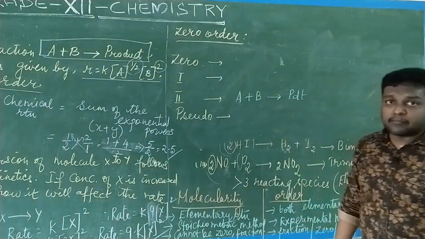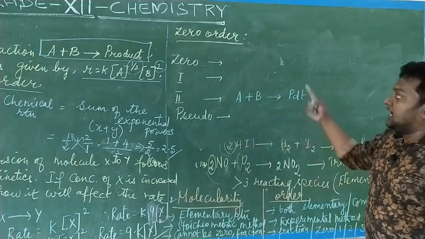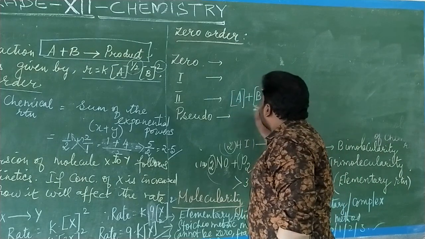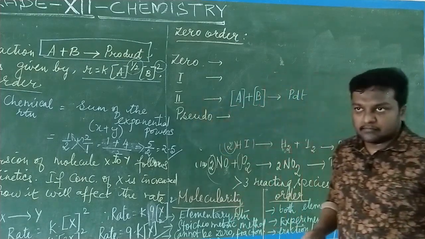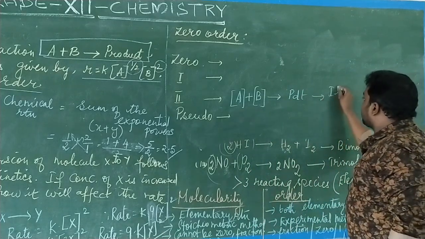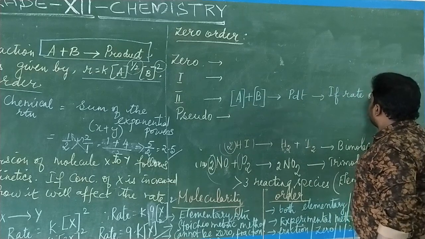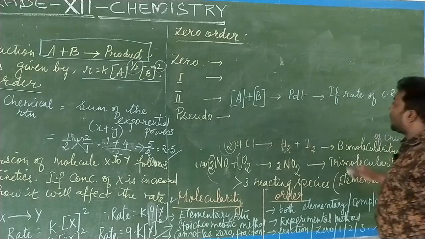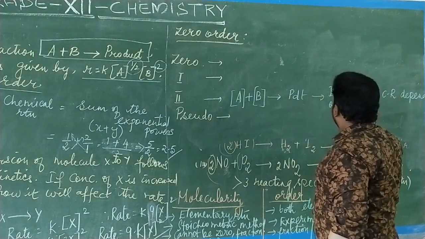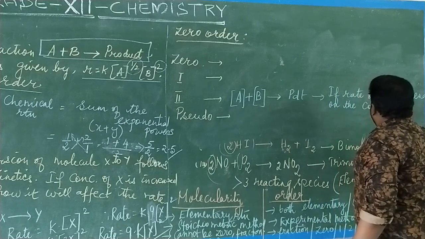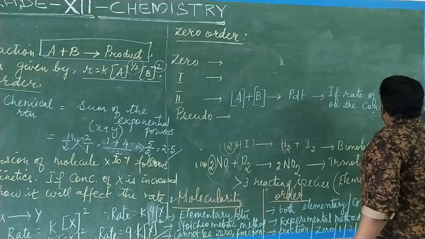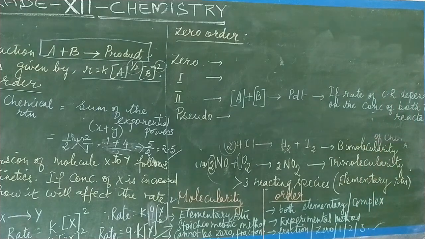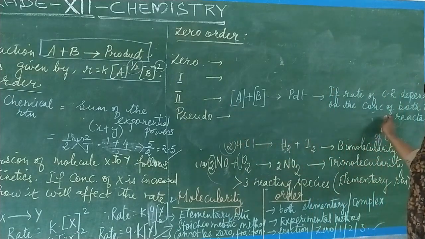Here, how many reactants are present? Two reactants are present. If the rate of a chemical reaction depends on the concentration of both the reactants, it is a second order. Another statement: if the rate of a chemical reaction depends on the concentration of both the reactants, then we call it second order kinetics, a second order reaction.